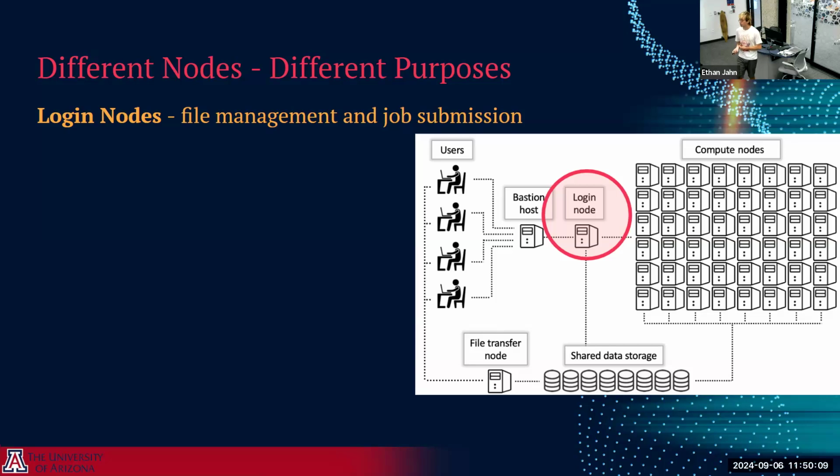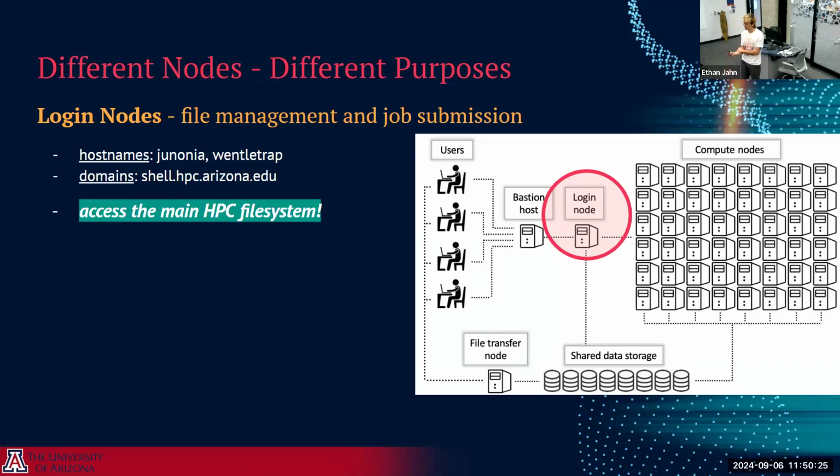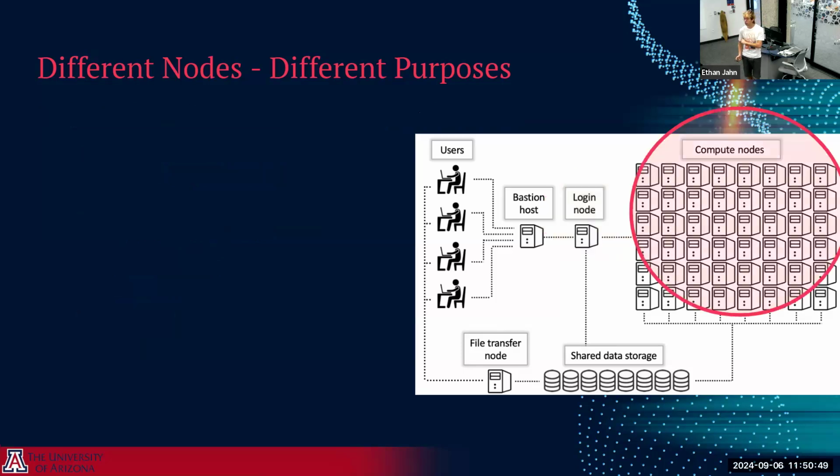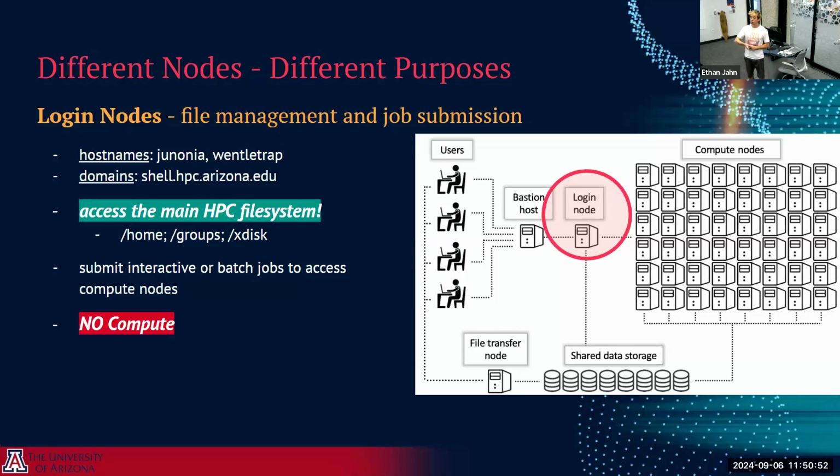Login nodes. These are for file management and job submission. The host names, as we talked about before, are Genonia and Wenteltrap, the names of sea snails. The domain for the login node is shell.hpc.arizona.edu. This allows you to access the main HPC file system. There are three shares within that file system: home, groups, and xdisk. We'll get into a lot more detail about the file system next week. From here, you can also submit your interactive or batch jobs in order to access the compute nodes. So remember, the login node is not intended to run computations on. It says no compute there. You use the login node to submit requests for computation. That's important.